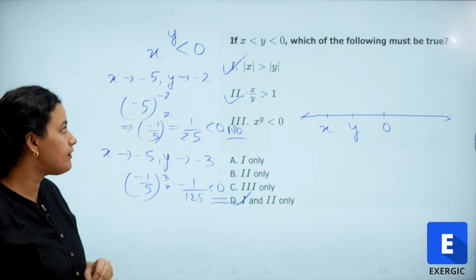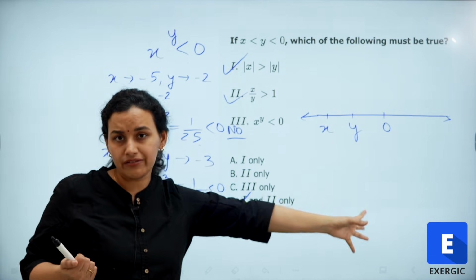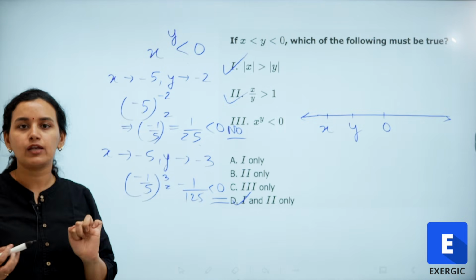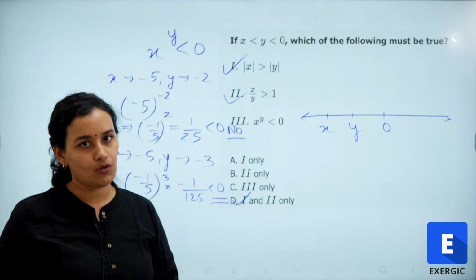Clear? Obviously 1 and 2 are very easy to understand if you just look at the values on the number line. For the third one, just take up some values and find out whether it holds true in all situations or not.